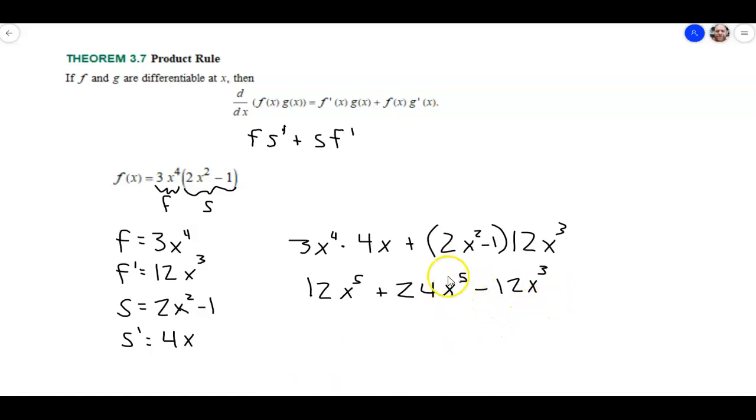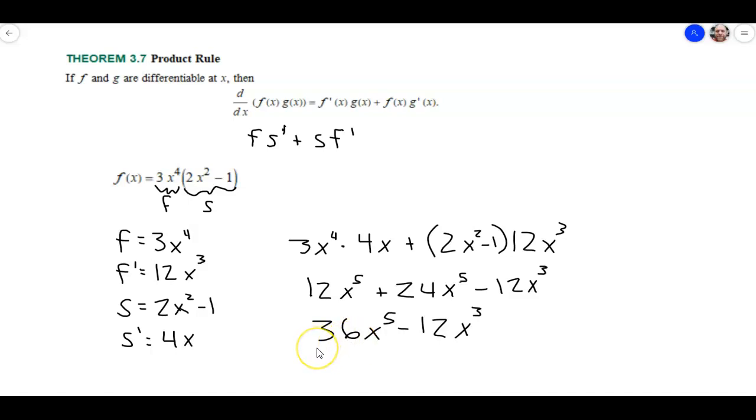All right. So these two terms will now combine: 36x to the 5th minus 12x cubed. And this is our solution. And if you wanted to pull a 12x cubed out of both of these, you could do that as well.